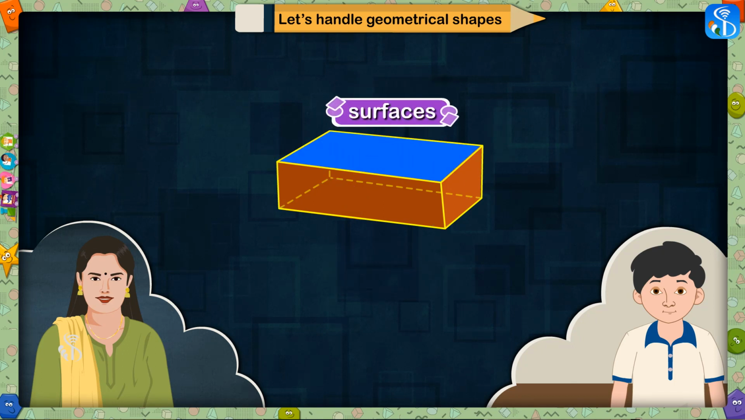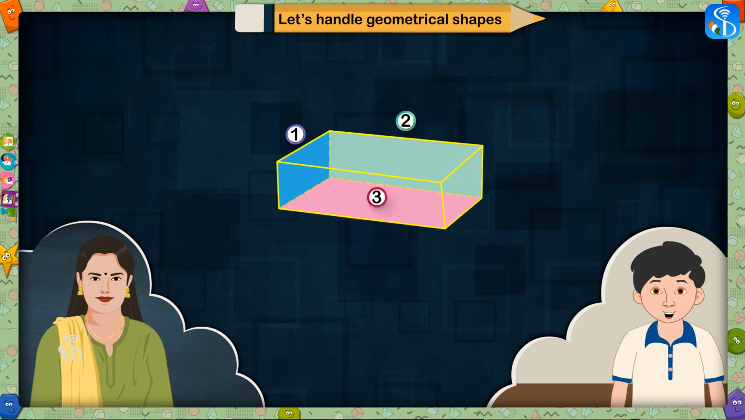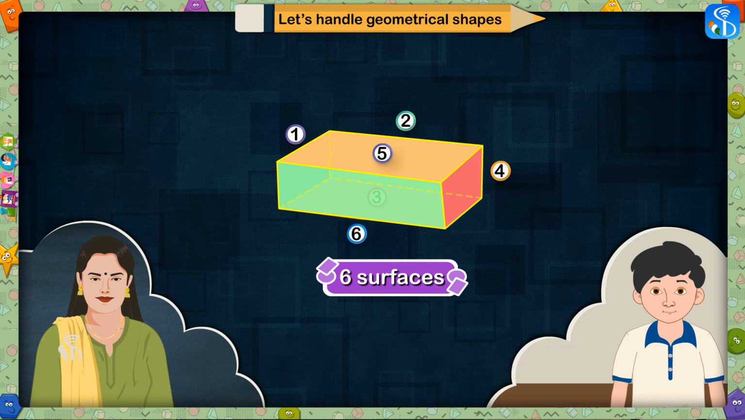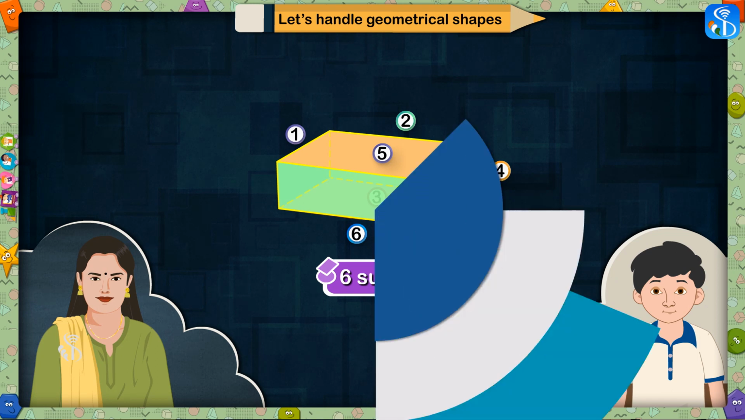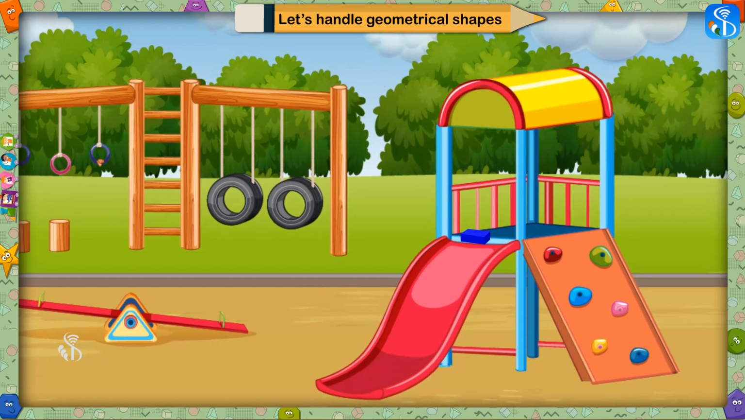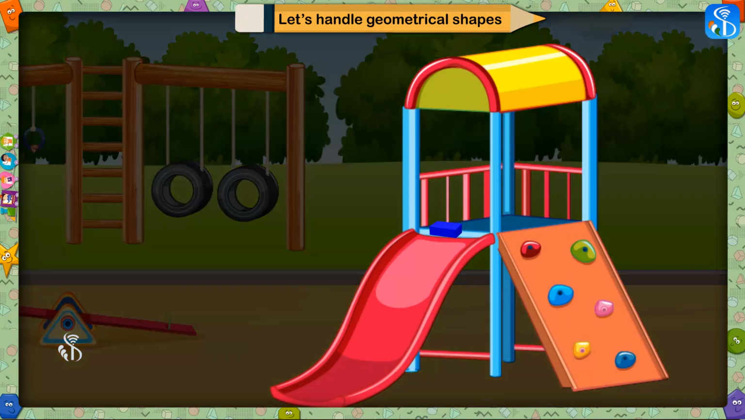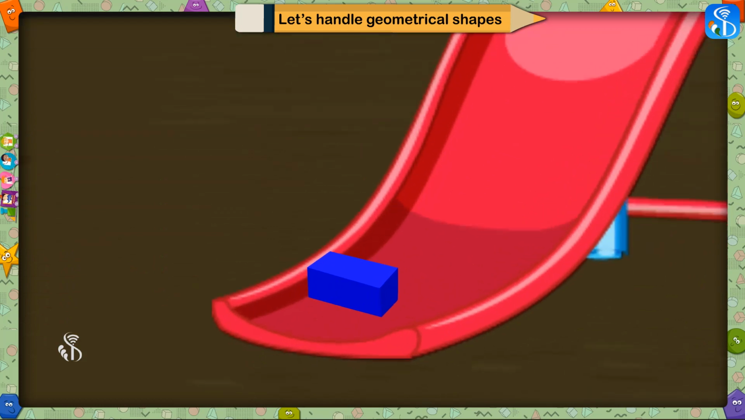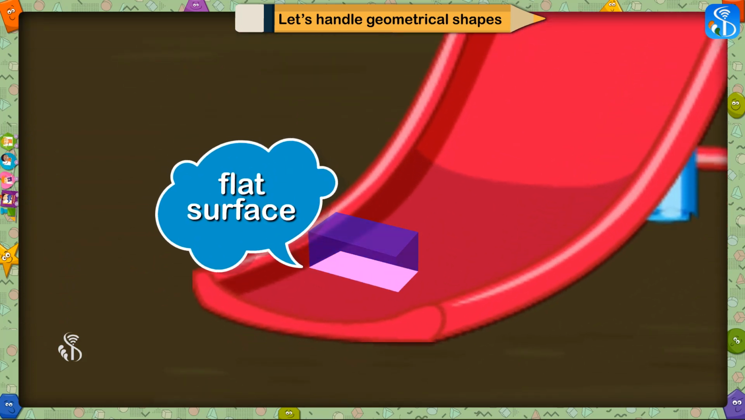Now let us look at the surfaces of a cuboid, which are flat parts of the cuboid. So count the surfaces now. 1, 2, 3, 4, 5, 6. Good. This means that the cuboid has 6 surfaces in all and they are all flat. Children, if you place any object of cuboid shape on the slide in the park, it will slip down the slope because of its flat surface.